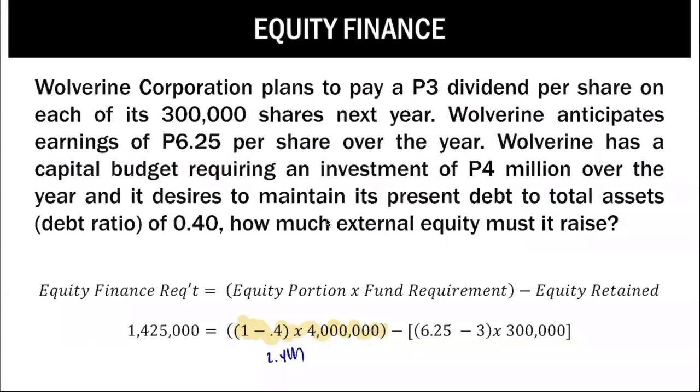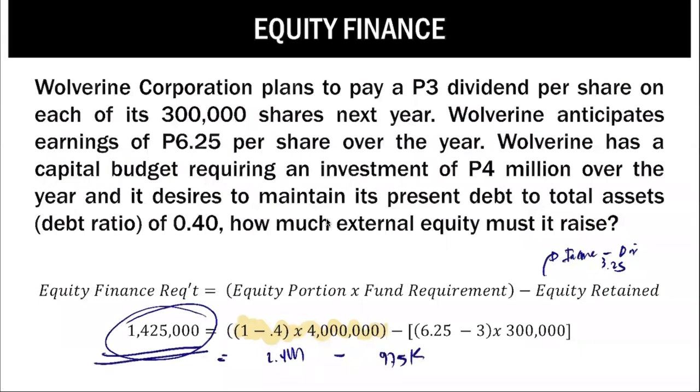Now let's compute for your equity retained. Equity retained is equal to your income less any dividend paid. So income less dividend paid, 6.25 less 3, we have 3.25. 3.25 times 300,000, we have 975,000. 2.4 million less 975,000 will give you 1,425,000. 1,425,000 for our equity finance requirement.